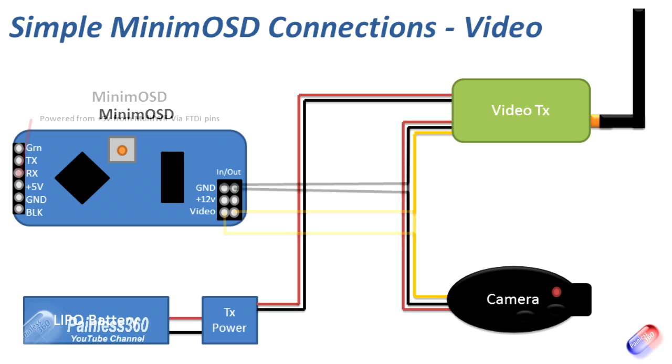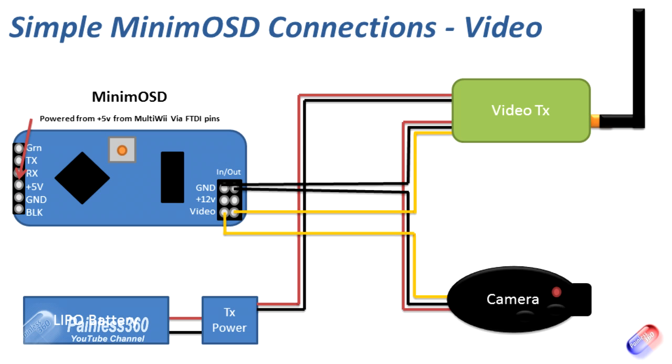And to do that, what I do is I make up a couple of little cables. One will then plug into the camera, so the camera feed will go into the video in along with its associated ground, and then the video out of the MinimOSD will go back into the video transmitter. Again, just the signal with its associated ground.